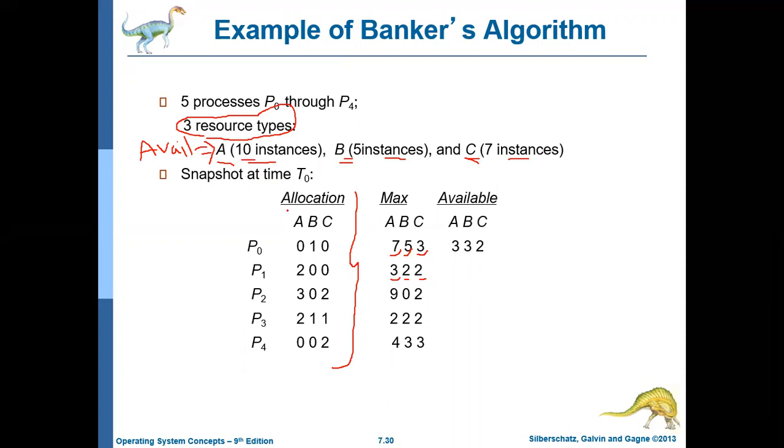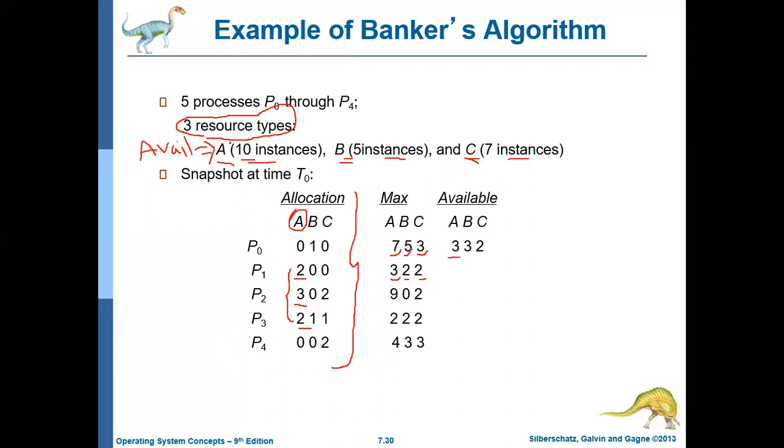But here some of them were already allocated. If you take resource A, 2 instances were allocated to P1, 3 were allocated to P2, 2 were allocated to P3. So how many are already gone? 2 plus 2, 4, 4 plus 3, 7. 7 instances of resource A are already allocated, and the operating system has 10. So 10 minus 7 is 3. So remaining available is only 3.